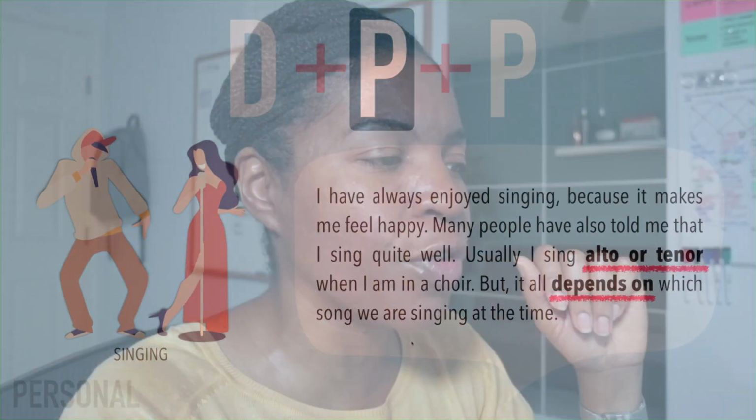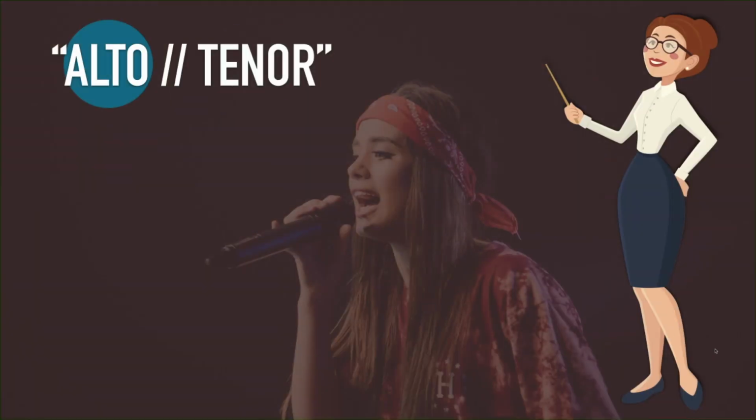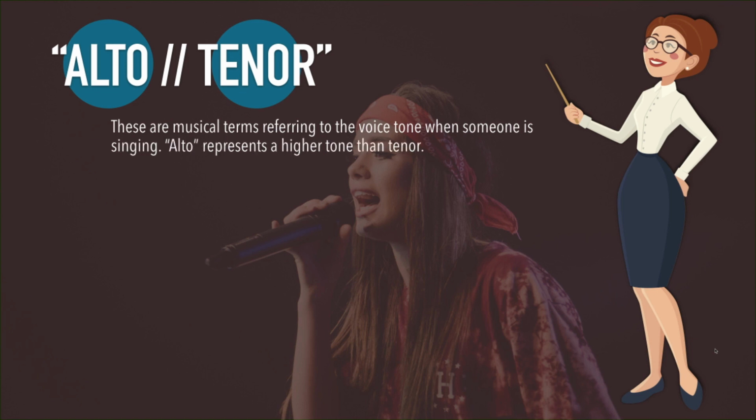But I also have some words and expressions that I want to go over. You see, I said alto or tenor, and I said depends on. Well, let me explain this really quickly. So alto or tenor, these are musical terms referring to the voice tone when someone is singing. So alto represents a higher tone than tenor.